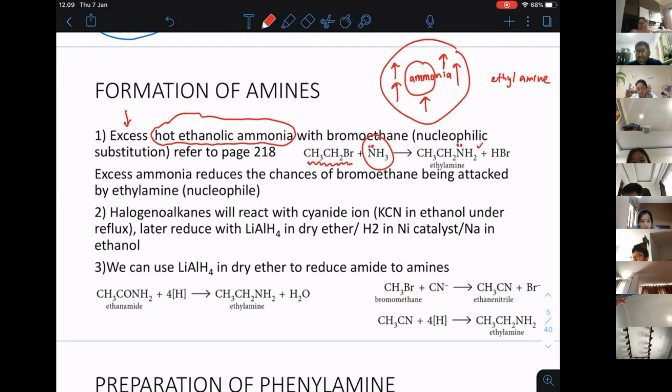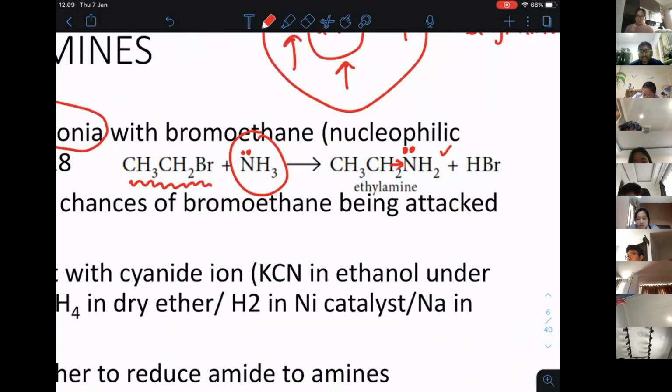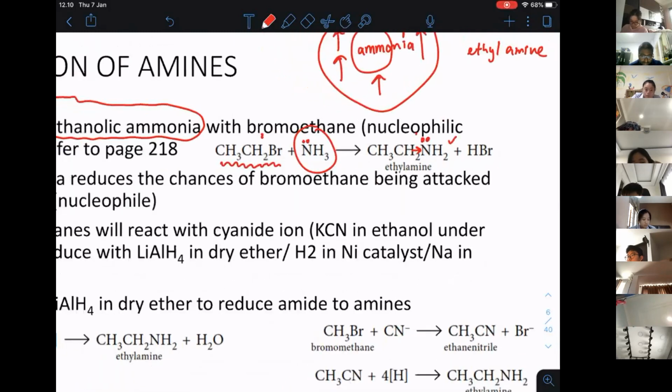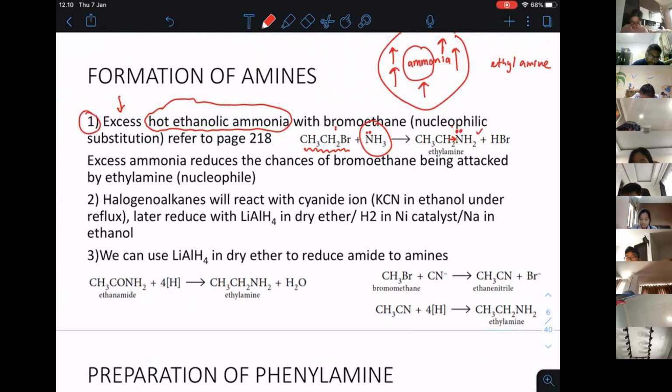What is a nucleophile? Something that loves nucleus, something that has a lone pair. Do remember in ethylamine, the ethyl is going to donate the electron. It is an electron donating group, so the lone pair is very available for bonding. They really want to bond with others, so it's a very good nucleophile. If you just leave it like that, this one will attack this molecule, and we don't want that to happen. That's why we use the excess hot ethanolic ammonia. That's the first equation. How do we get ethylamine, or any kind of amine basically? By reacting with ammonia.